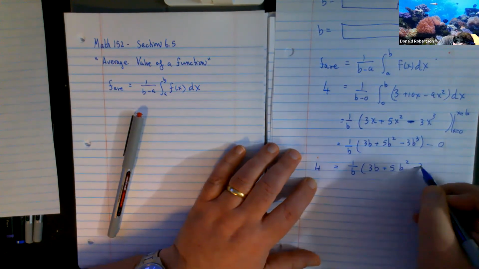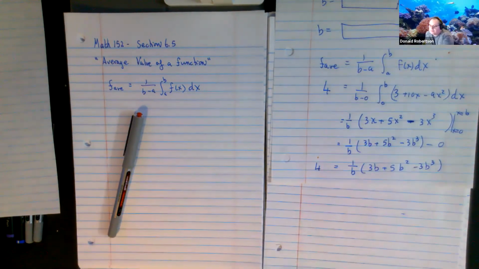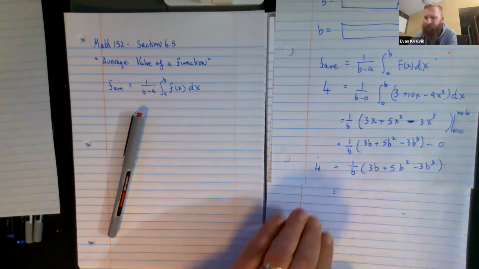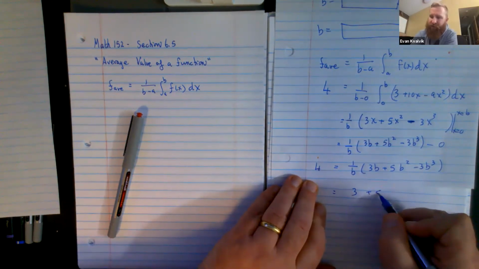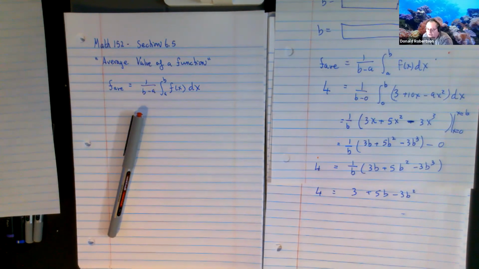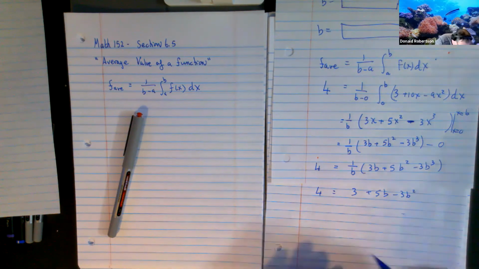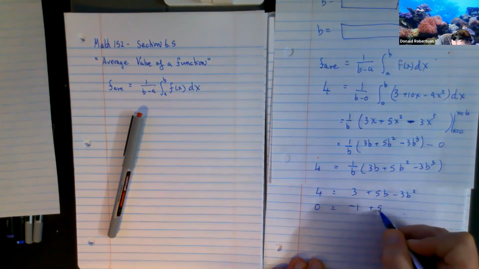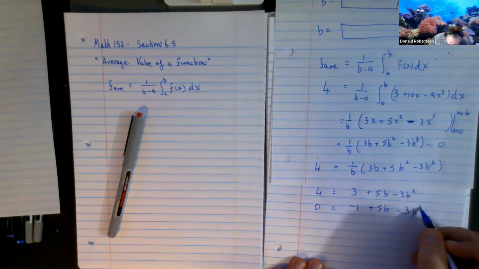And remember what our goal is. We're trying to solve for b. Is there anything I can do to that right-hand side that might make my life a little bit easier? You can divide out the b's and make it 3 plus 5b minus 3b squared. Would you agree that we are now looking at a quadratic equation? Now, if I wanted to make it a little bit more quadratic-like, couldn't I subtract 4 from both sides? And get that.